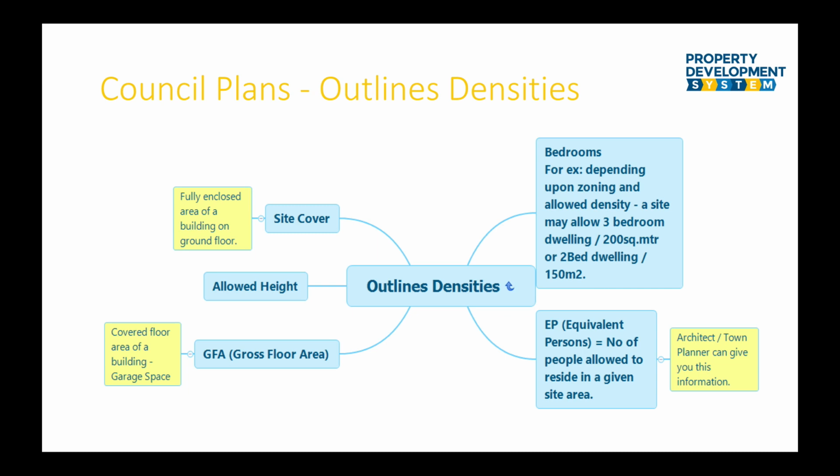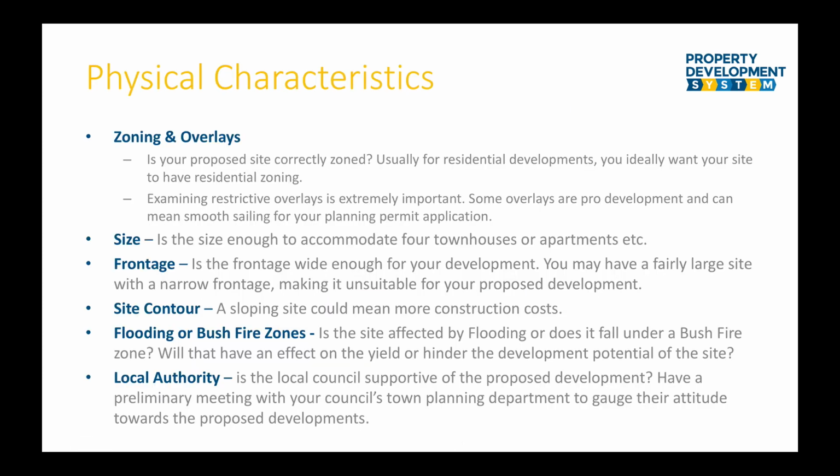What you have to know, I've already explained. Bedrooms, for example: depending upon zoning and allowed density, a site may allow a 3-bedroom dwelling or a 2-bedroom dwelling. But usually it would depend upon footprints, how the footprints have been worked, what you can put on it, and the parking constraints on the site. So you've got physical characteristics, which are zoning and overlays that we've discussed, because is the size enough to accommodate 4 townhouses or apartments?